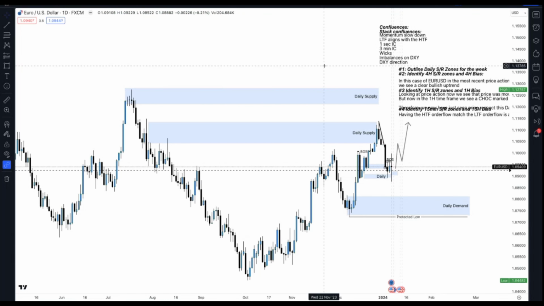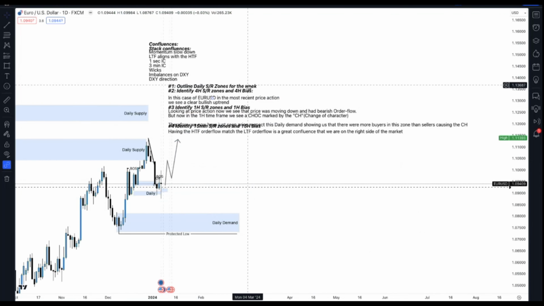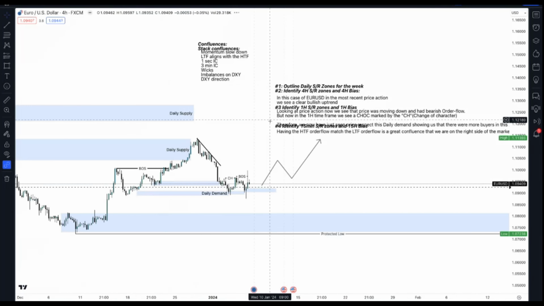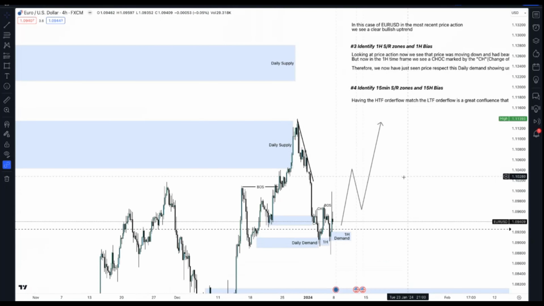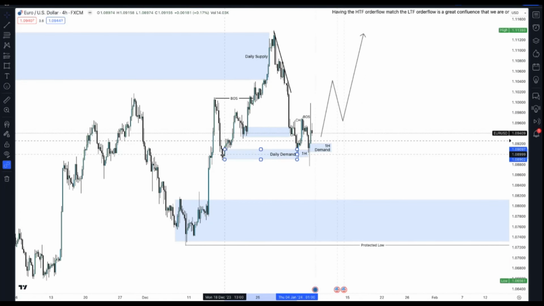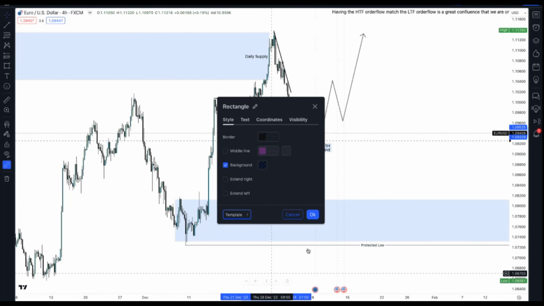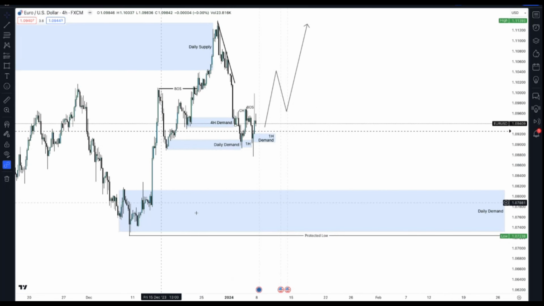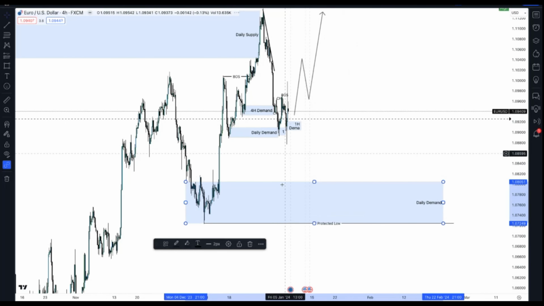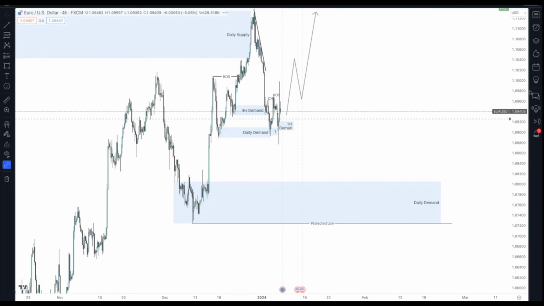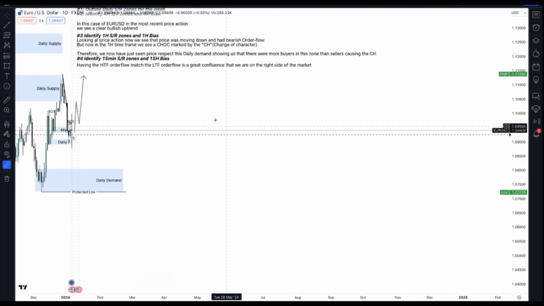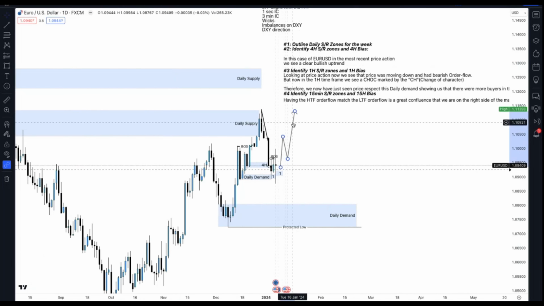So first, we mark out our daily supply zones. Then we scale down to the 4-hour, and we identify our 4-hour supply zone. This could be a daily or a 4-hour, it doesn't really matter, just the most recent ones. So the most recent ones are this and this. This is our daily demand here. As you can see here, let me take this out as well.